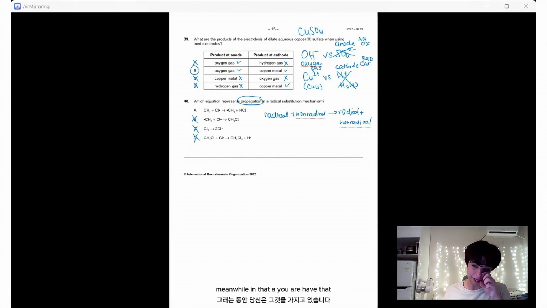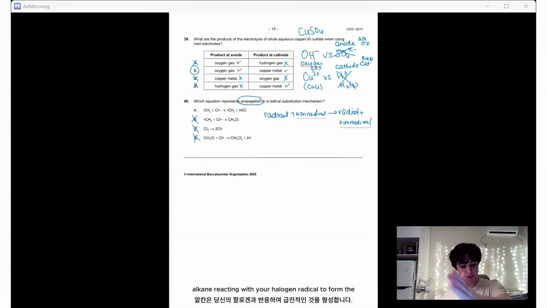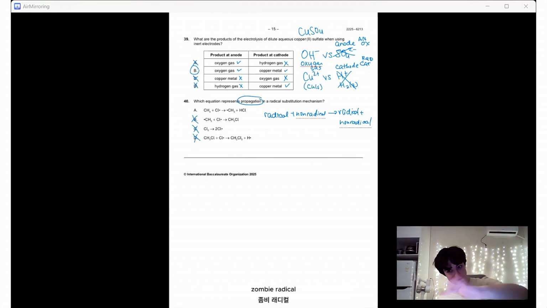Meanwhile, in A you have that alkane zombie radical being formed. Because in your propagation step, you always have your alkane reacting with your halogen radical to form a kind of alkane zombie radical, which then goes on to react with your halogen to form your halogenoalkane, if that makes sense. So that one makes sense, and that one is A.